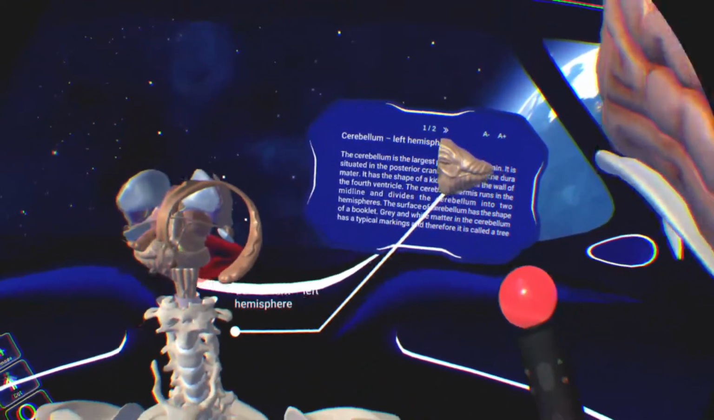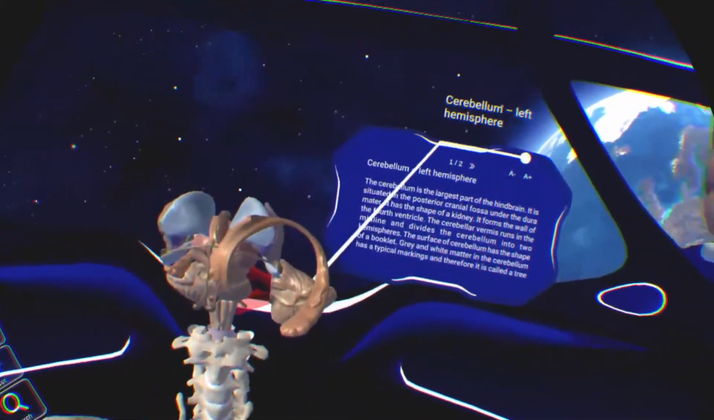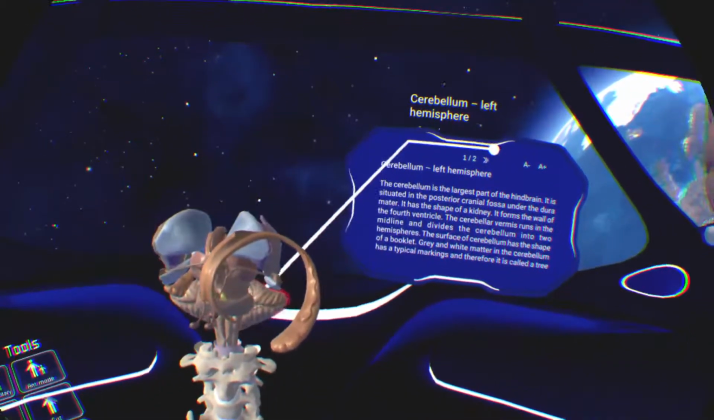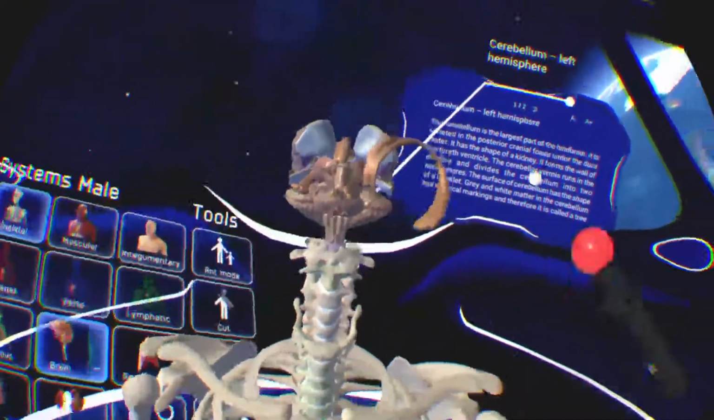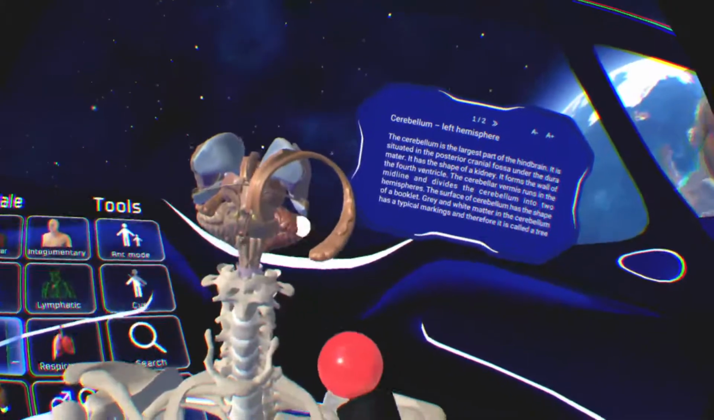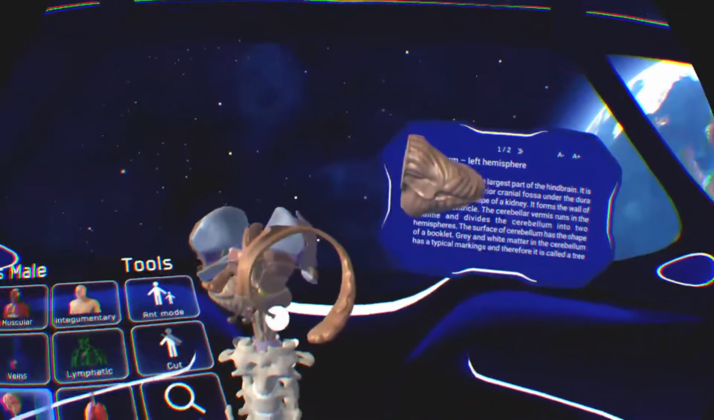Okay, this is the cerebrum, and this is the cerebellum. The cerebellum serves the function of coordinating muscle movement. When you are playing basketball, you have to use this part to coordinate muscle movement.